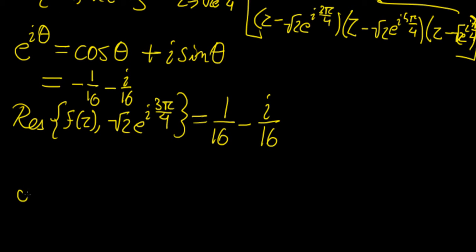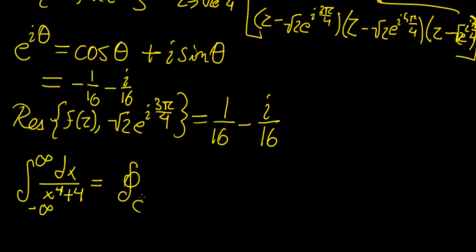So remember that we started off with this real integral, dx over x to the power 4 plus 4. And we defined it as the complex integral on the circle with radius infinity, on the upper half plane of the complex plane. So it was dz over z to the power 4 plus 4.